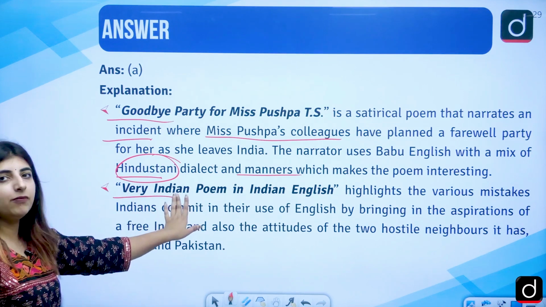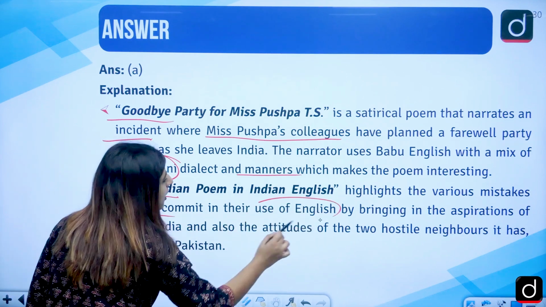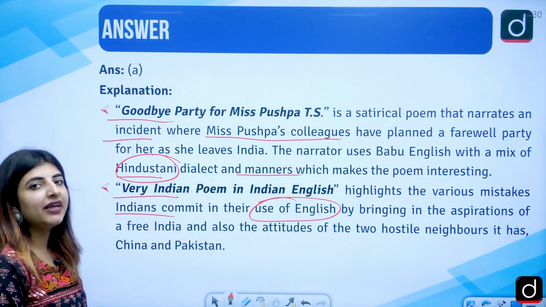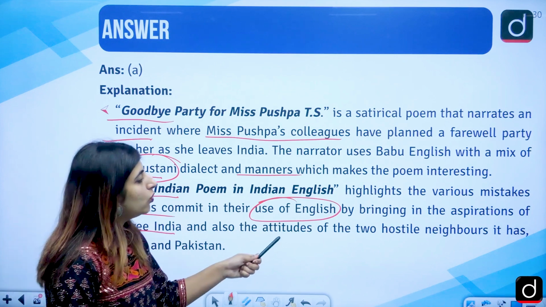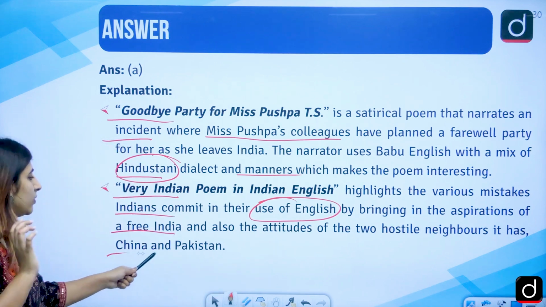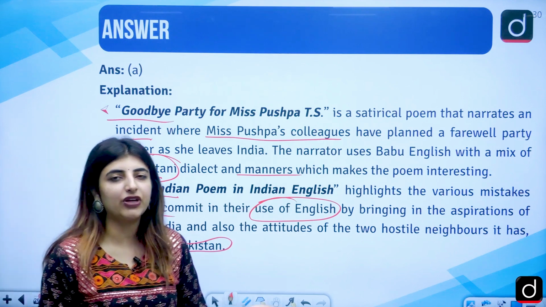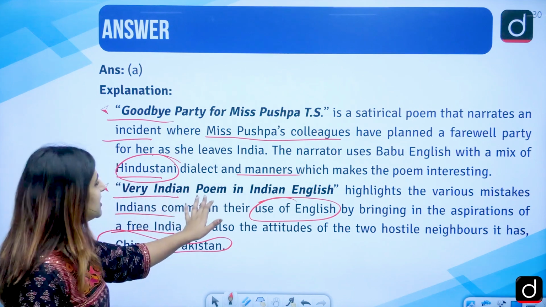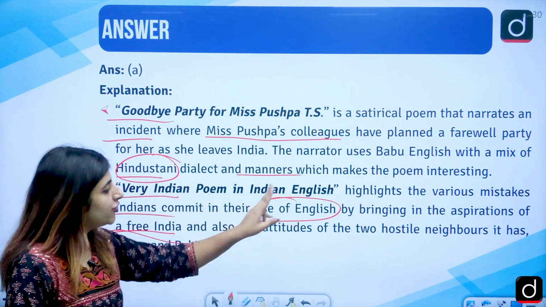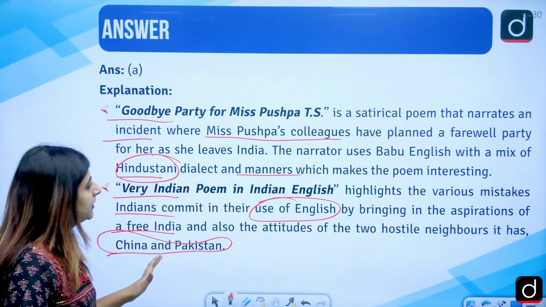Then we have Very Indian Poem in Indian English, which highlights the various mistakes that Indians commit in their use of English, by bringing in the aspirations of a free India and also the attitudes of the two hostile neighbors it has. What hostile neighbors? China and Pakistan. So this could be another question which can be framed: in Nissim Ezekiel's poem Very Indian Poem in Indian English, what two hostile neighbors have been talked about? So it's China and Pakistan.